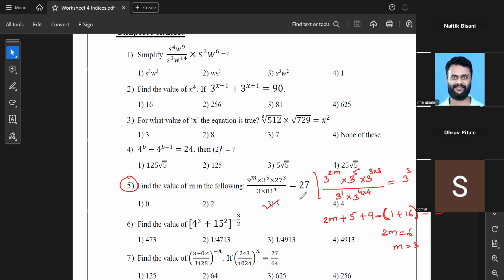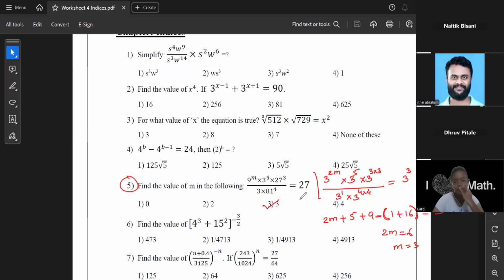Naitik, tell me what's your query. Sir, I made it with another method. I wrote the same first step. Then I took 3 in the RHS, 3 raised to power 3 into 3 raised to power 1 into 3 raised to power 16.